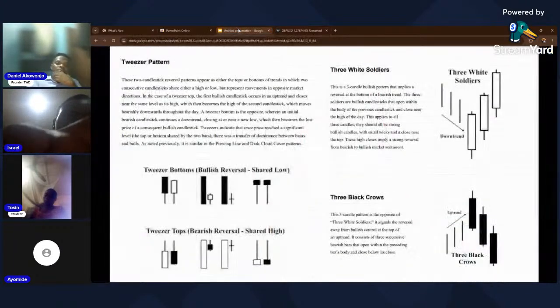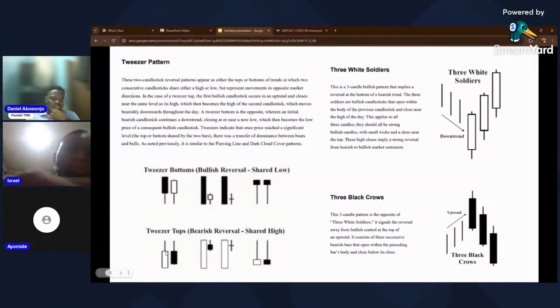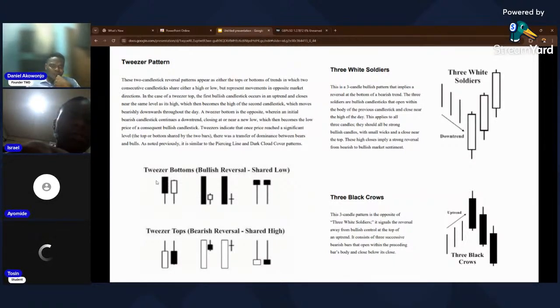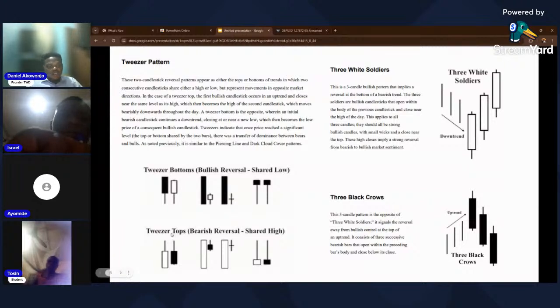You understand? So now let's talk about the tweezer pattern. What does the tweezer pattern look like? As you can see clearly on the screen right now, these candlesticks look a little bit more convincing. You can see two hammerheads, two inverse hammerheads. This first set indicates a bullish reversal. Does that make sense, guys? Tweezer tops mean a bearish reversal. Shared highs, shared lows.